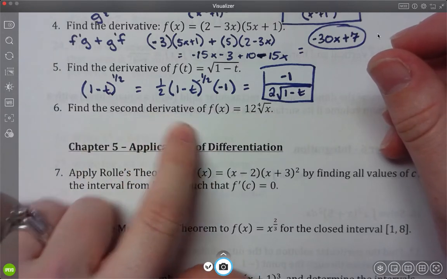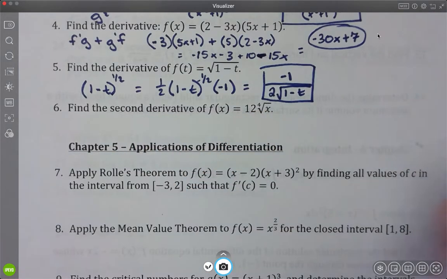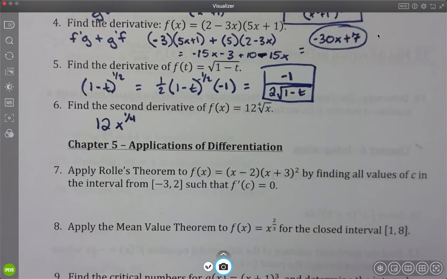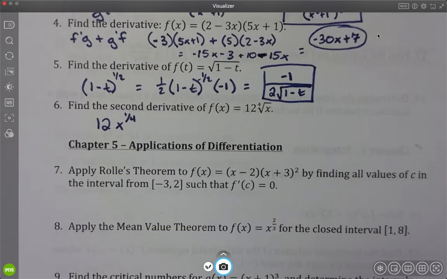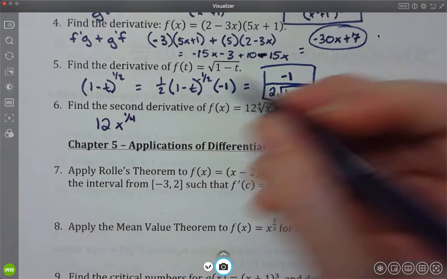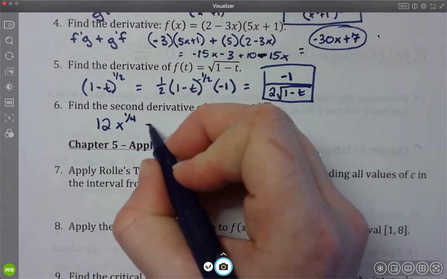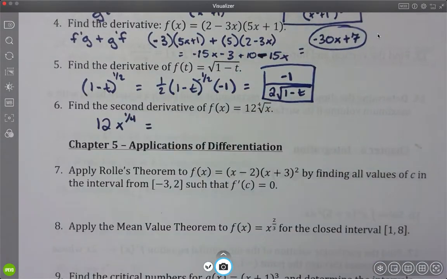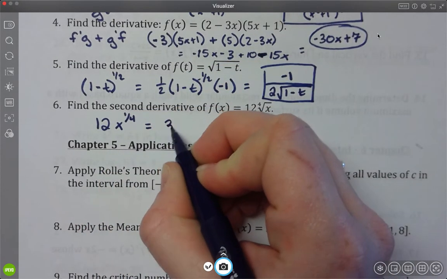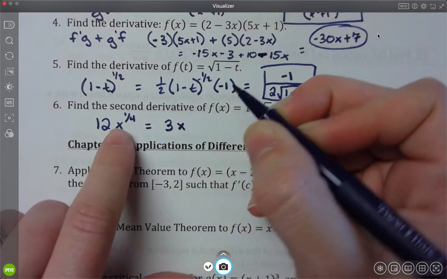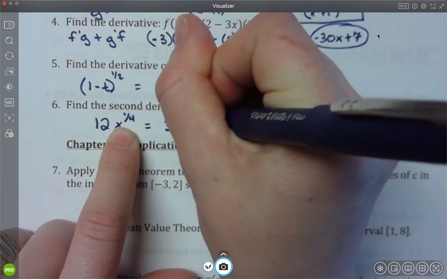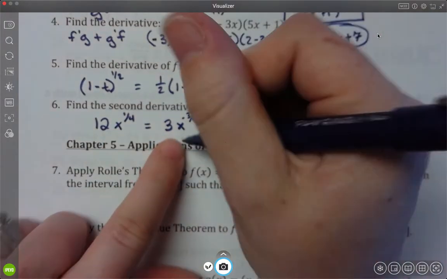This one, they want us to find the second derivative. Okay, so I'm going to start with this, but I'm going to write it as 12x to the 1/4 power. 12x to the 1/4 power. Okay, the fourth root is the 1/4 power. Now I do just the regular power rule again. If I bring the 1/4 down in front, 12 times 1/4 is 3. x to the, if I take 1/4 and subtract 1, that will give me negative 3/4. Okay, so this is my first derivative.